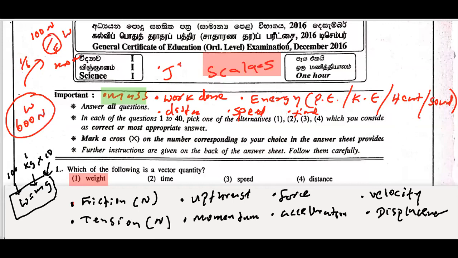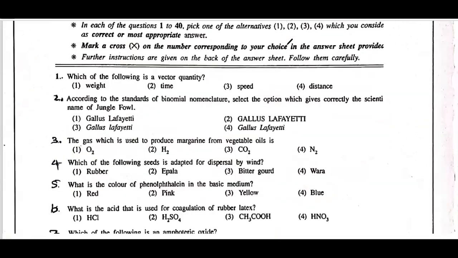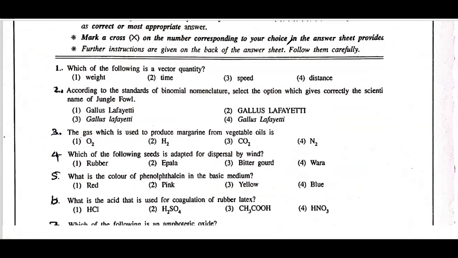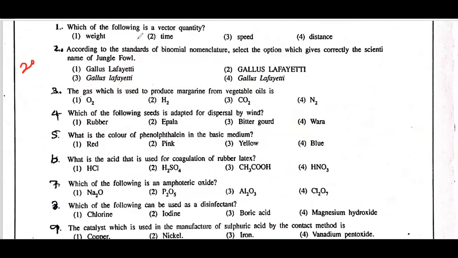Now let's move to the next MCQ, the second MCQ. Question number 2. According to the standard binomial nomenclature, latecomers, we are doing the 2016 paper, right? Okay. Binomial means two. In Sinhala we call it Dvipada Namakaranaya. Binomial nomenclature. What is Gallus lafayetii? Jungle fowl, the national bird in Sri Lanka.